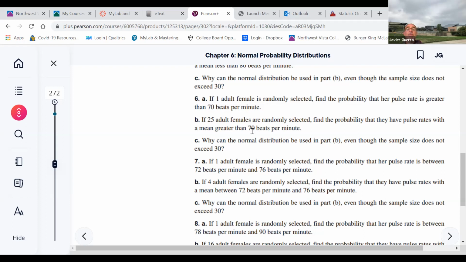All right, anyone want to pick me a problem after 5 that has a greater than? The word greater than in it? Which one has greater than on it? 6, 7, or 8?